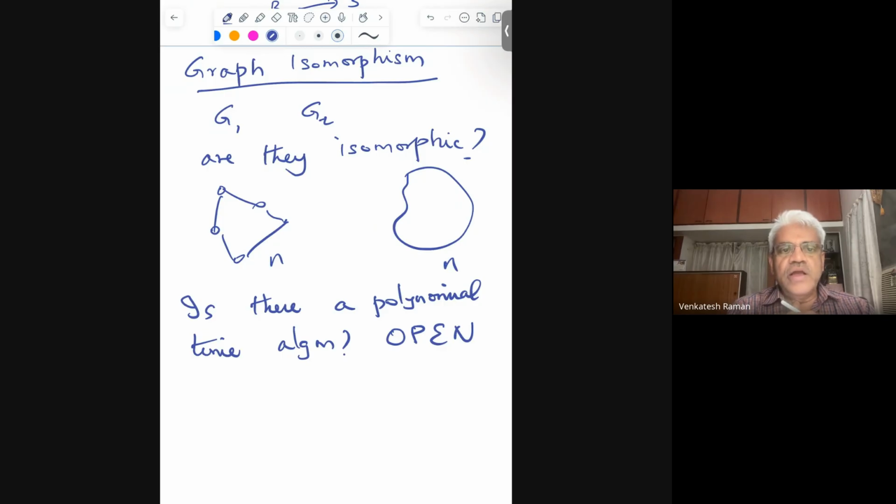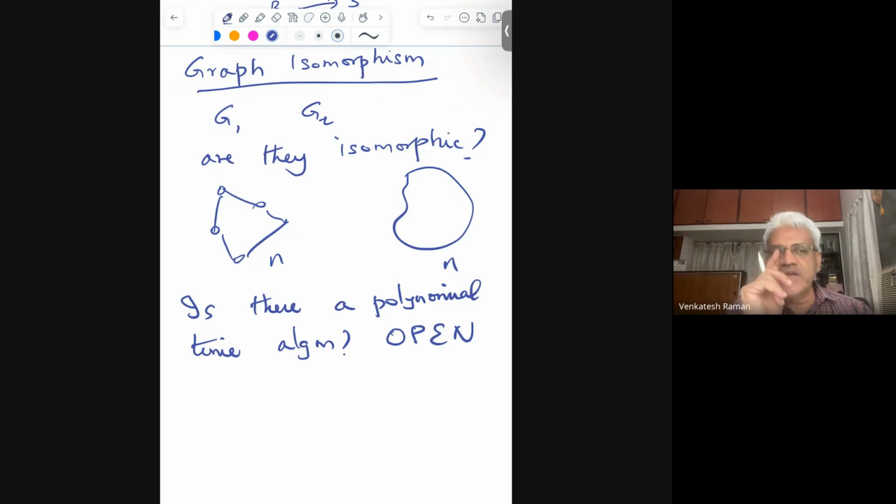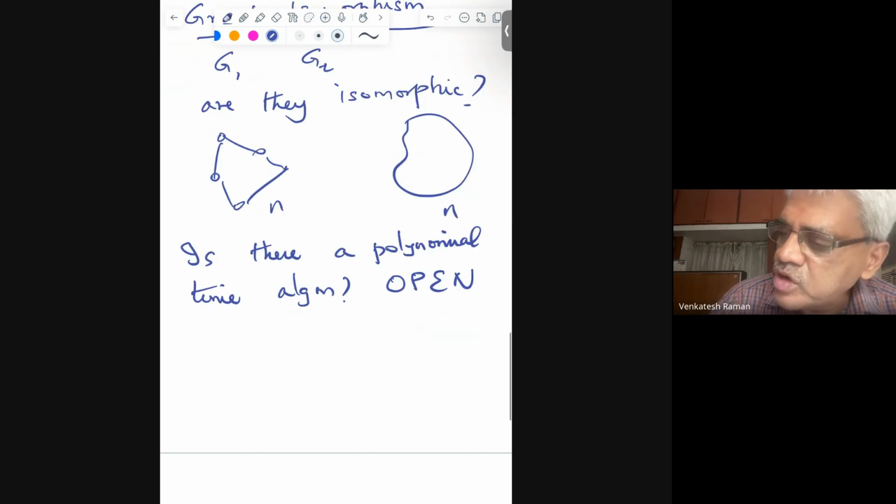But in your problem sheet or somewhere, I am asking some version of this to show NP completeness. Do you remember what that problem was? Subgraph isomorphism, sir. Subgraph isomorphism. That is different. Okay. Graph isomorphism is open. We don't know.